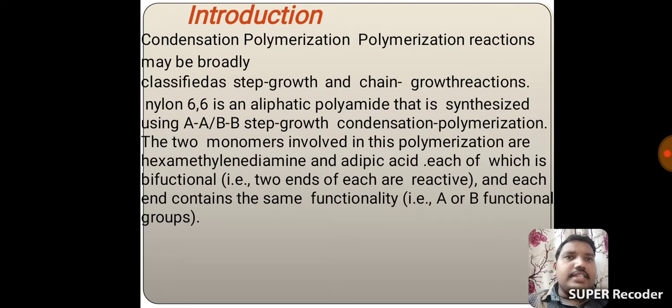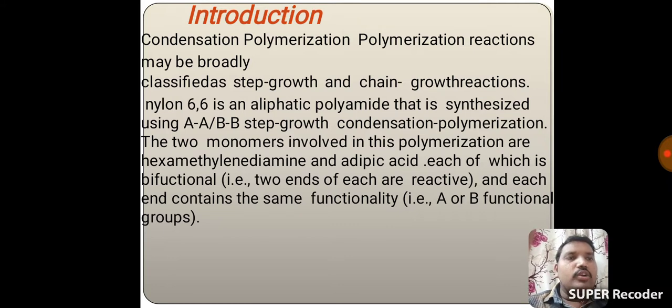Condensation polymerization reactions may be broadly classified as step growth and chain growth reactions. Nylon 66 is an aliphatic polyamide that is synthesized using AA-BB step growth condensation polymerization. The two monomers involved in this polymerization are hexamethylene diamine and adipic acid, each of which is bifunctional, that is, two ends of each are reactive.